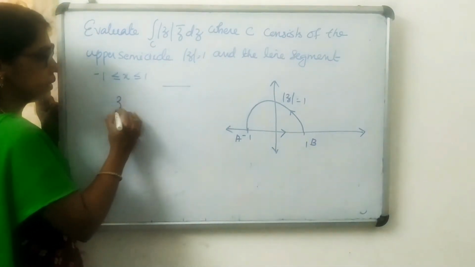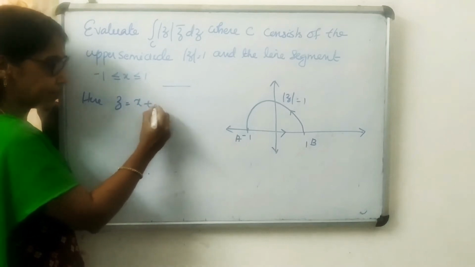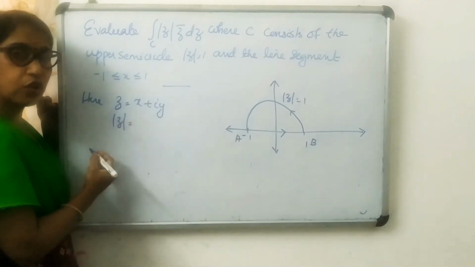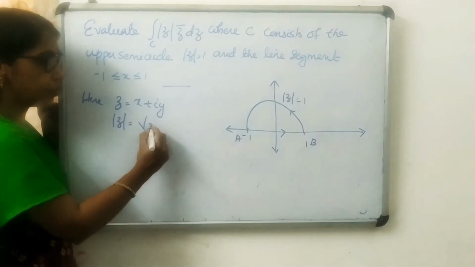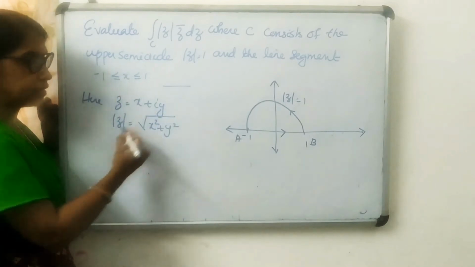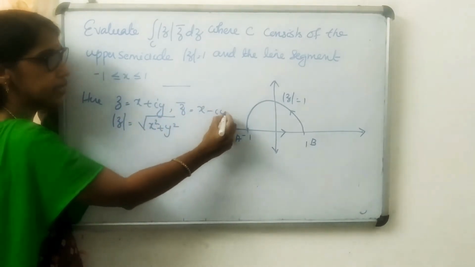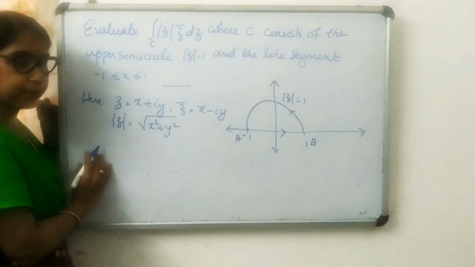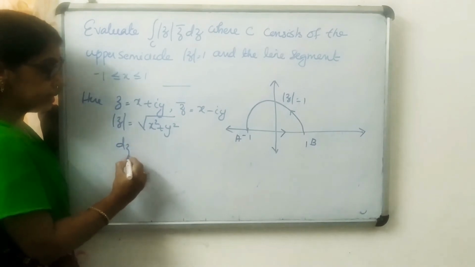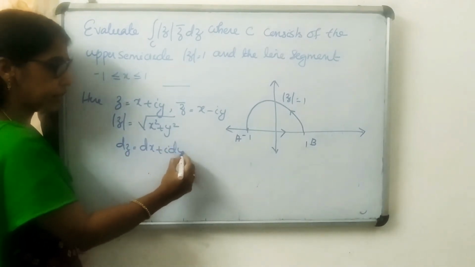Look at this. Here z equal to x plus iy. Now what is mod z? Mod z we all know, mod z is equal to square root of x square plus y square. This is modulus of z. And what is z bar? Z bar is x minus iy, conjugate of z. Also we have to write dz. Dz is equal to dx plus i dy.